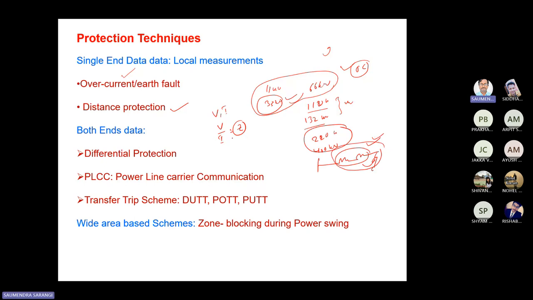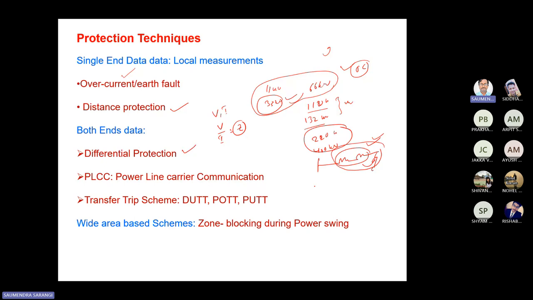Means if you are having a 200 kilometer line, and if you know the fault location, then you will directly go to that point and repair things. And the other relay we are having is called differential protection. Basically, this is a unit protection.